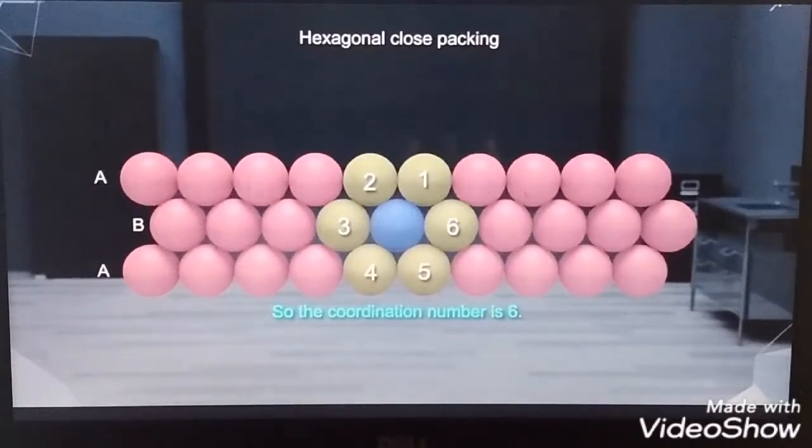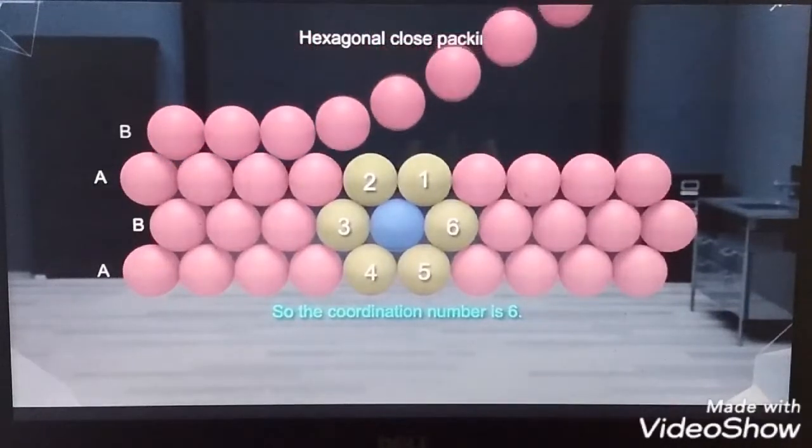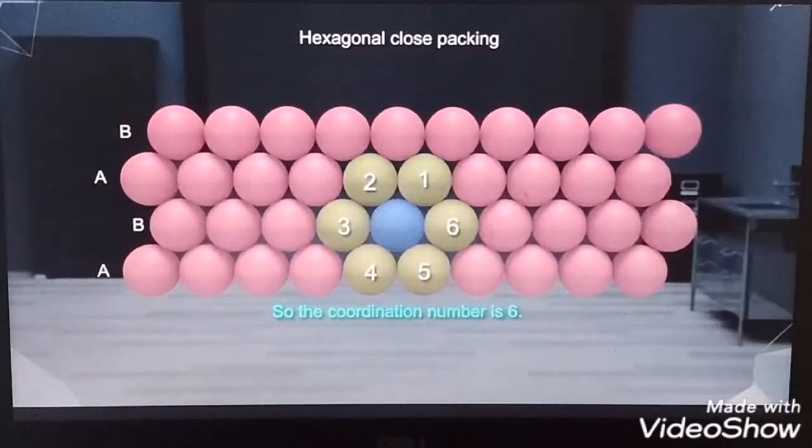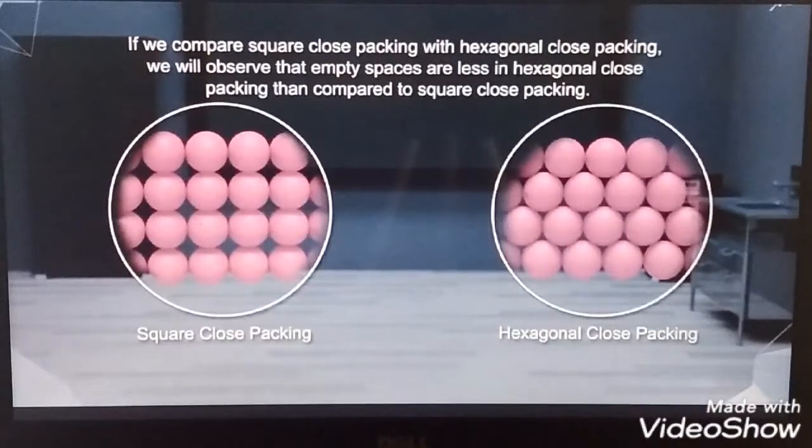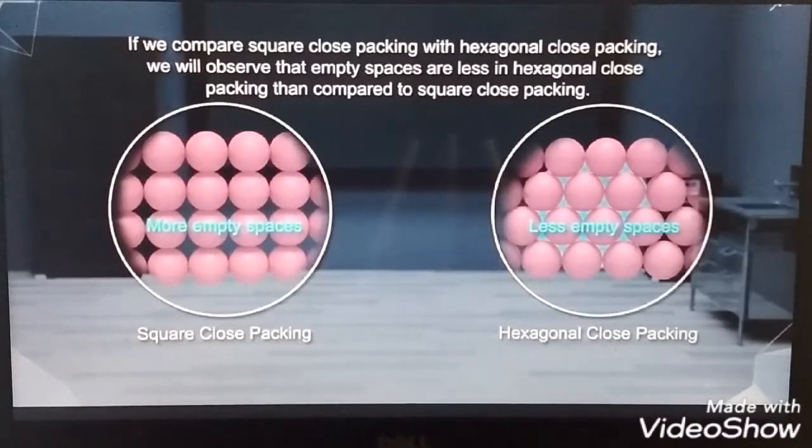Similarly, on placing the fourth layer, we will observe that the fourth row of spheres is aligned with the spheres of the second layer. Such a type of arrangement is known as AB type of arrangement or hexagonal close packing. If we compare square close packing and hexagonal close packing, we observe that the empty spaces are less in hexagonal close packing than in square close packing.